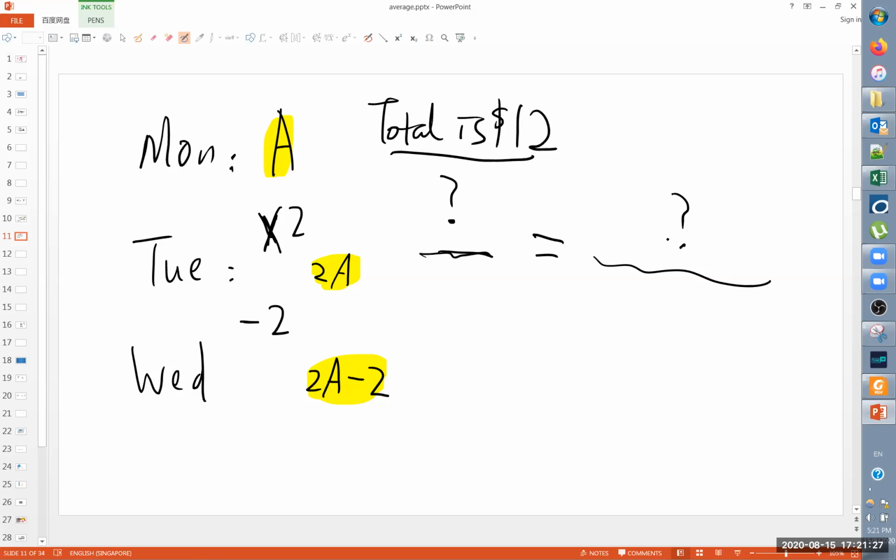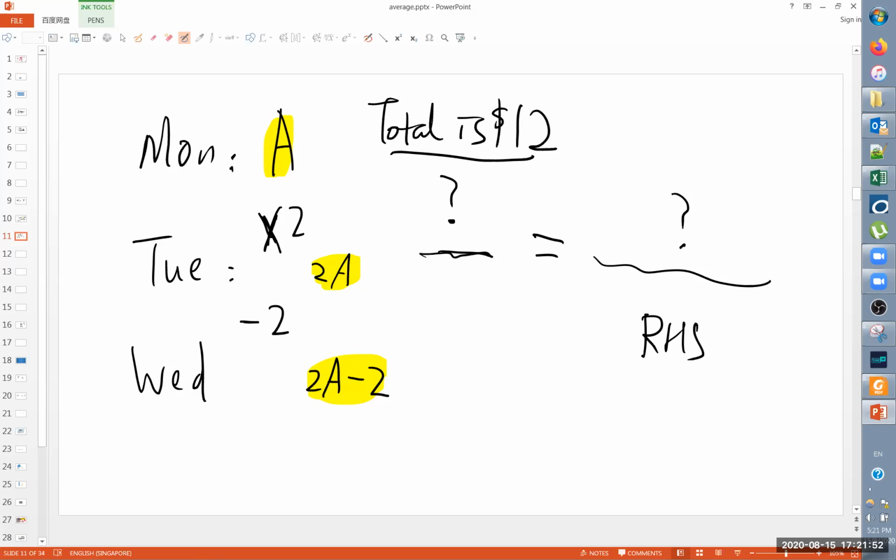Tell me, 12 plus a plus 2a plus 2a minus 2. Okay, simplify this right-hand side. Everything else just copy down. 5a minus, then the rest copy down. So whatever, copy down.